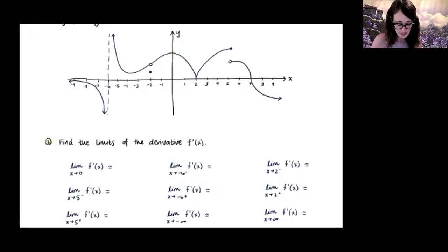Okay, so we don't actually have any axis values here, right? So we can't find any numerical values. Our answers here are going to be positive infinity, negative infinity, or 0. So let's just remind ourselves: lines that are horizontal have slope of 0. Lines that go up from left to right have positive slope. And lines that go down from left to right have negative slope.